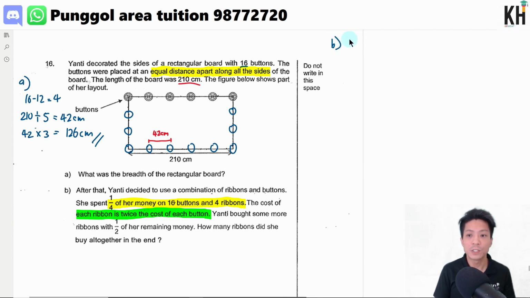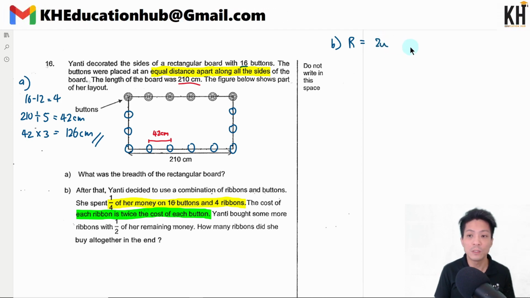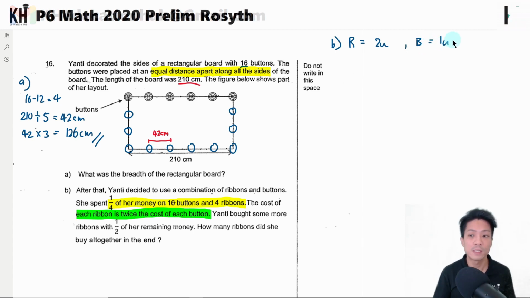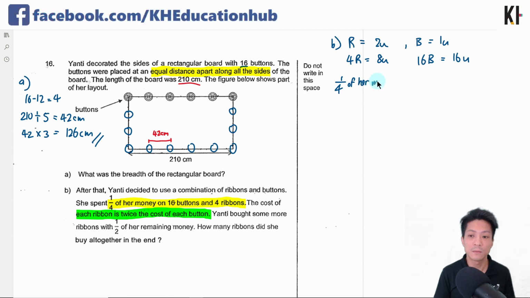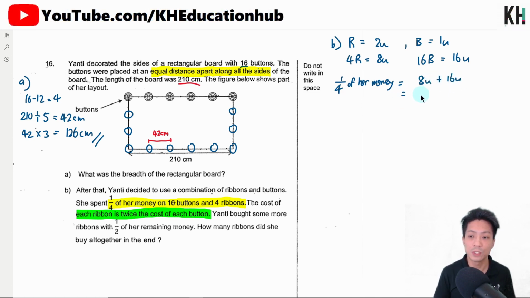So for this kind of question, usually I'm gonna let the cost of each ribbon be equal to 2 units, okay, and the cost of each button be equal to 1 unit, so that the ribbon is twice. Okay, and then 4 ribbons is 8 units, 16 buttons is basically 16 units, which means that a quarter of her money is equal to 8 units plus 16 units, which is equal to 24 units.